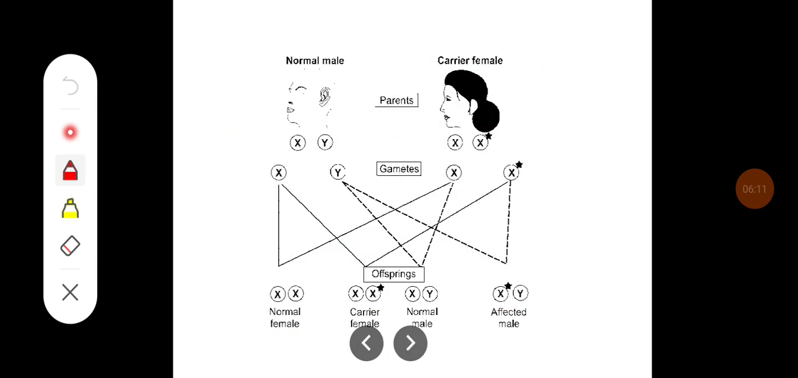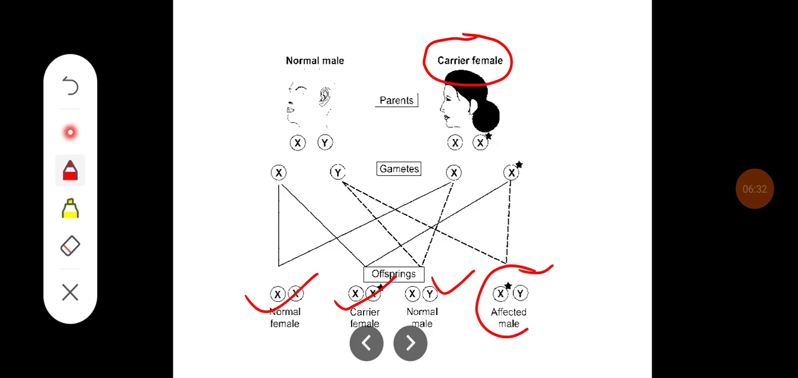So this diagram shows the inheritance of hemophilia, where the mother is a carrier, and 50% of the females born are normal and 50% are carriers, and 50% of the males born are normal, whereas 50% are affected because of the X-linked recessive disorder.